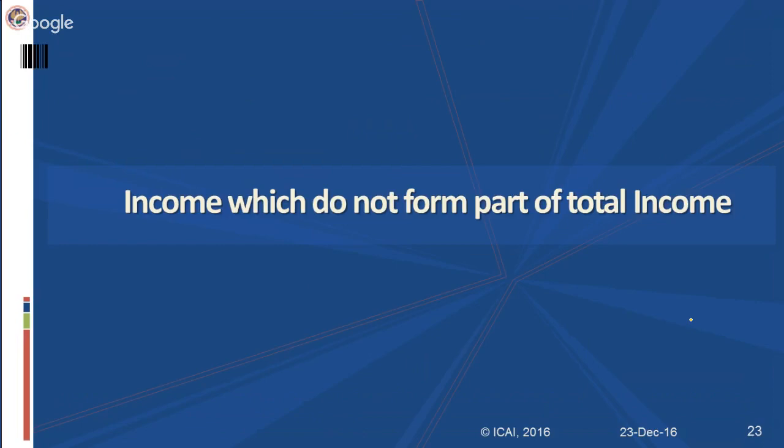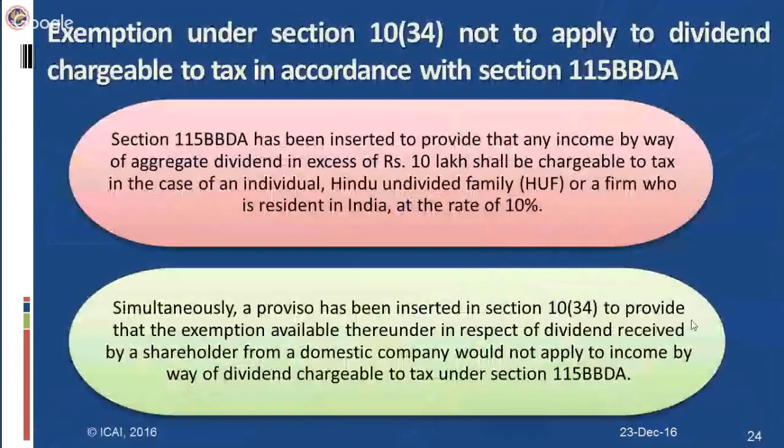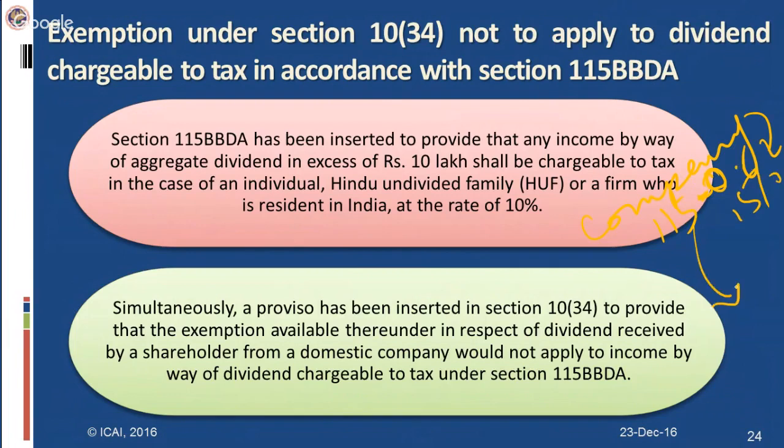The next topic is incomes which don't form part of total income. This is basically an amendment in relation to dividends. As you know, a domestic company which distributes dividend has to pay dividend distribution tax under section 115O. You may not be very familiar with the section at the intermediate level, but basically because the company pays the distribution tax on dividend at 15%, that dividend, in the hands of the recipient, is exempt under section 10(34).